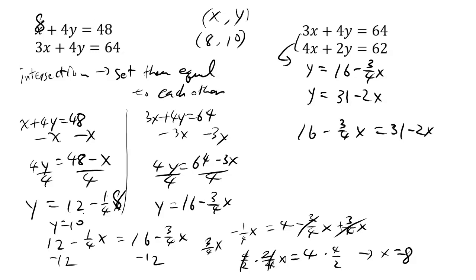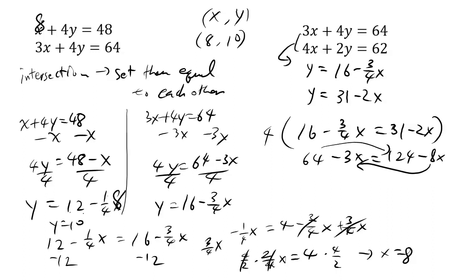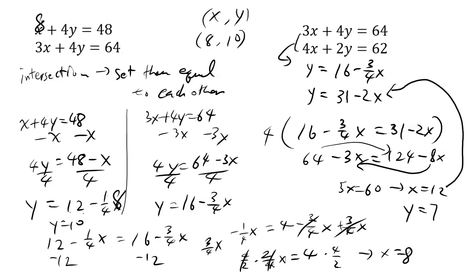Now, there's one thing that's really efficient when you have fractions in an equation. You just multiply by that denominator so that it deletes everything. 4 times 16 is 64. 3 over 4 times 4 is just 3. 31 times 4 is 124. 4 times 2 is negative 8. And then if you move it here, move that there, you get 5x equals 60. So then you get x equals 12, and put that back into this equation here, so you get y equals 7.